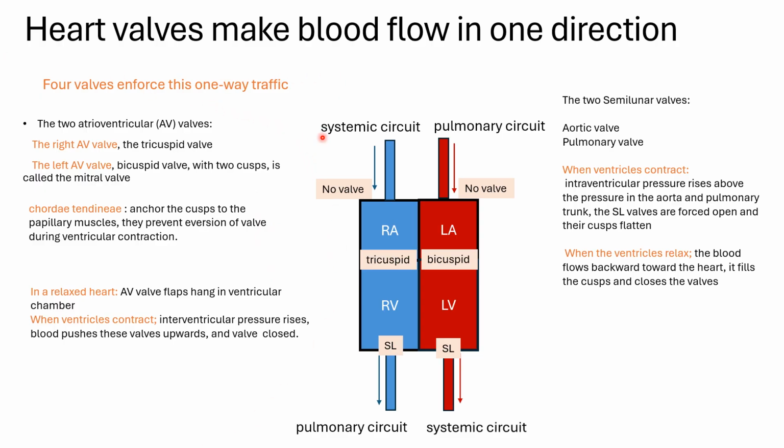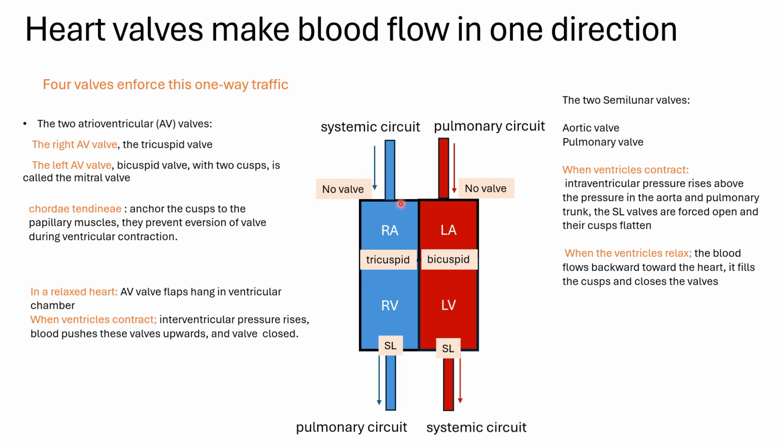Now, before we go to the next slide, I just want to give you a little background knowledge. We have two circuits, the systemic circuit and the pulmonary circuit, right? On the right side of the heart, this is our heart. Our heart has four chambers: right atrium, right ventricle, left atrium, left ventricle. The right atrium receives blood from the systemic circulation. From the systemic circulation, the inferior vena cava and the superior vena cava bring deoxygenated blood into the right atrium. Just notice I have put a little box, no valve.